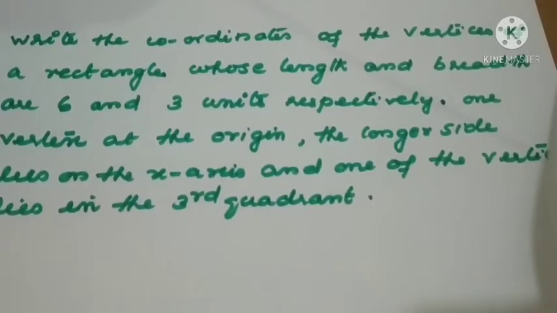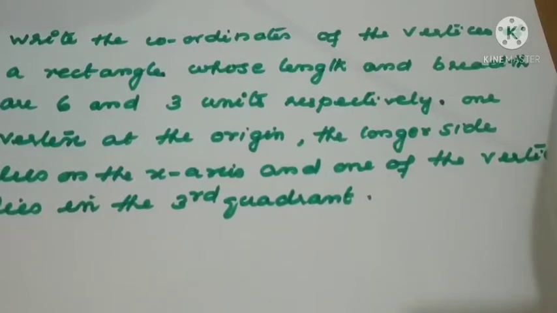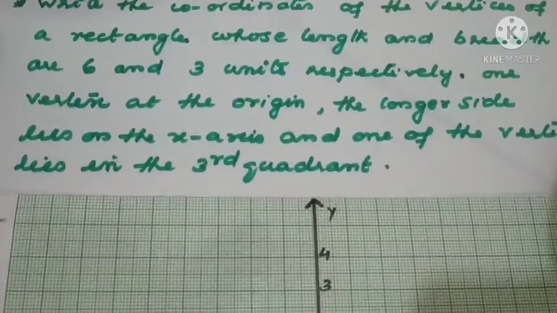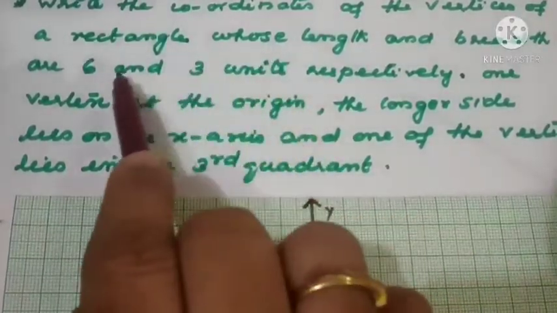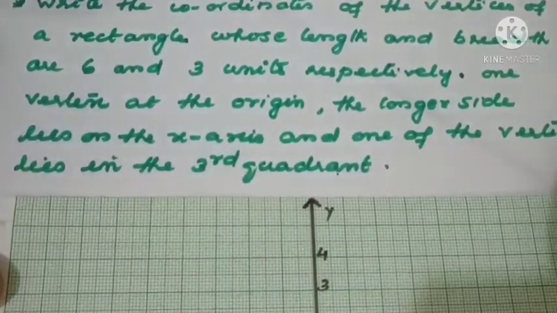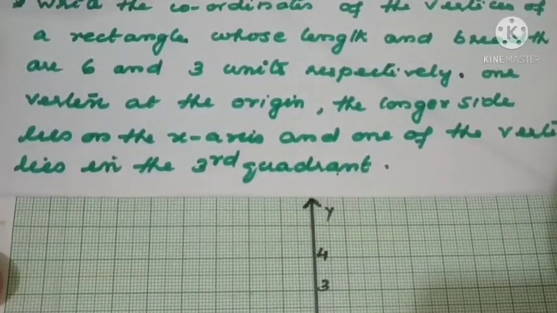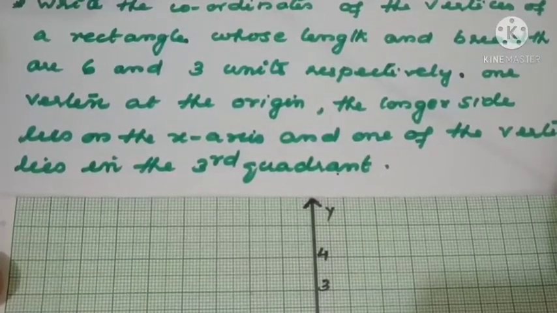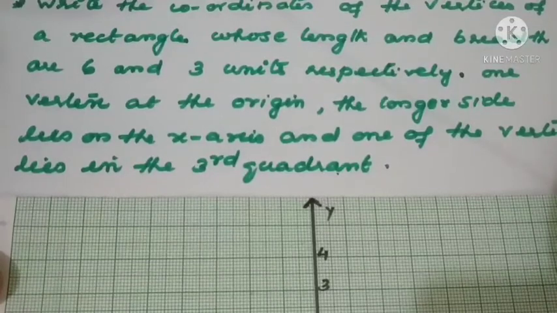Write the coordinates of the vertices of a rectangle whose length and breadth are 6 and 3 units respectively. One vertex is at the origin and the longer side is on the x-axis, and one of the vertices lies in the third quadrant. It's given that it is a rectangle, the length is 6, the breadth is 3 units, and one point is in the third quadrant. If the point is in the third quadrant, then both coordinates are negative only. So definitely minus 6 and minus 3 are the coordinates.